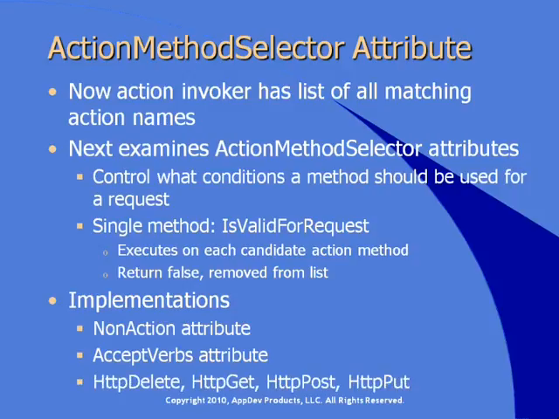But easier to use are some additional attributes that were introduced with MVC2. These derive from action method selector attribute and include HTTP delete, HTTP get, HTTP post, and HTTP put. Each corresponds to a single HTTP verb and accepts no parameters. So let's see how this works.